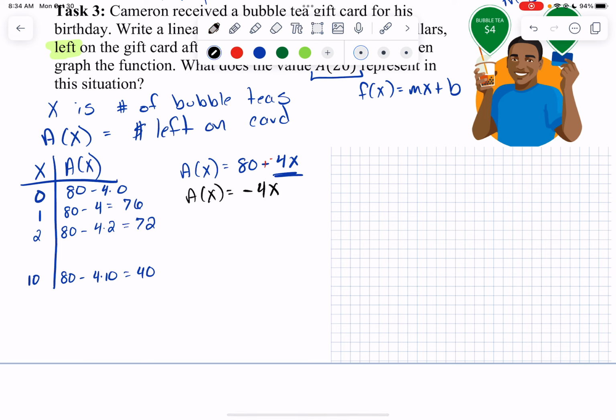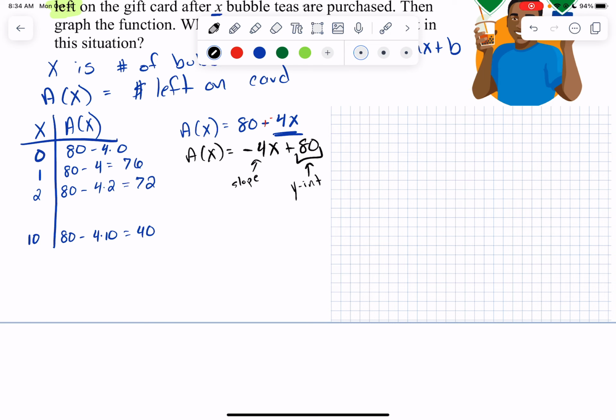That tells me my y-intercept is 80. My slope is negative 4, which makes sense. I go down $4 for every bubble tea I buy. And if I don't buy any, my y-intercept would be 80. Now, negative numbers do not make sense in this situation. I'm not going to go into negative money, and I'm also not going to buy negative bubble teas.